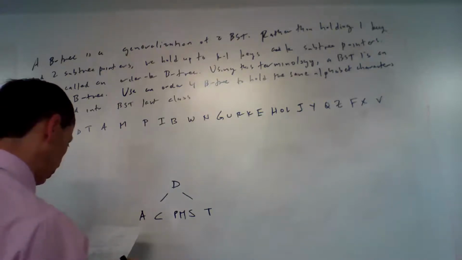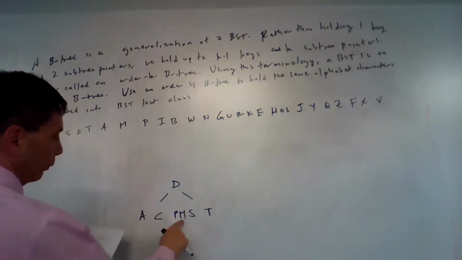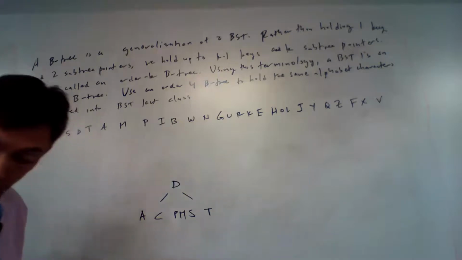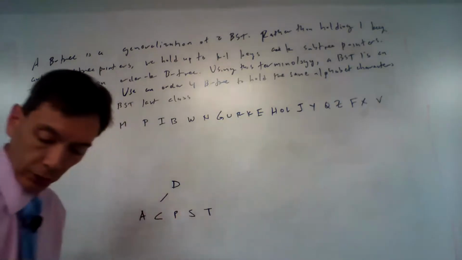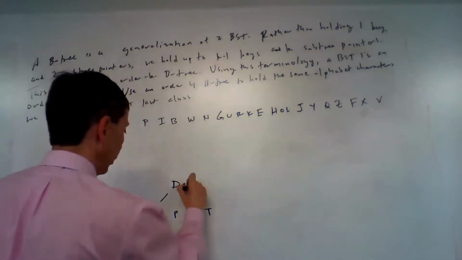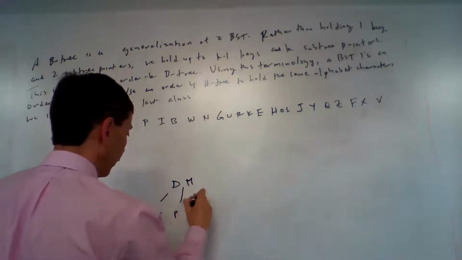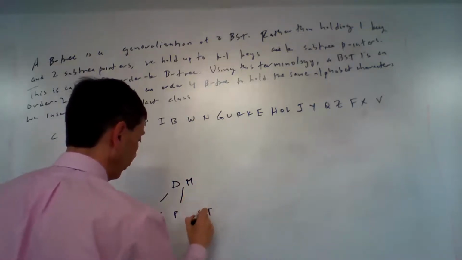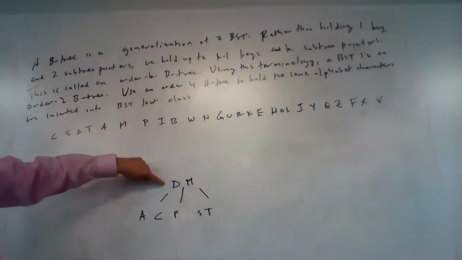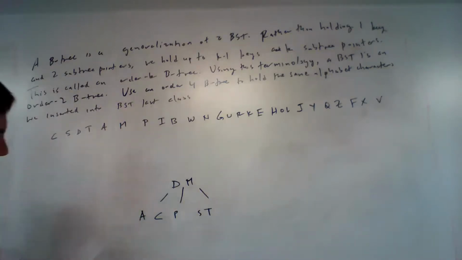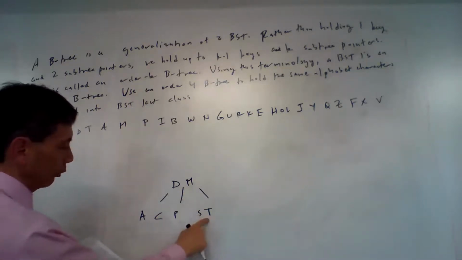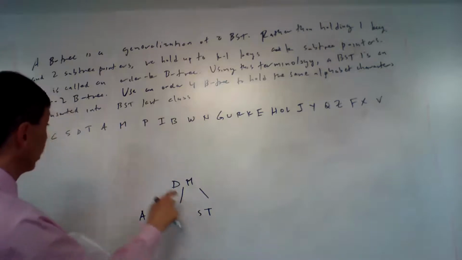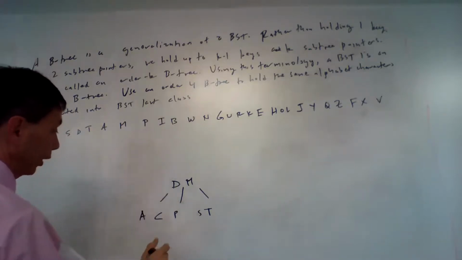So again, we would promote M up. I'm thinking this is weird, but we're going to see what happens. It doesn't matter. Okay. So now we promote M up. And so now we've got this tree. Okay. So everything smaller than D is here, A and C. Everything between D and M is here, P. Everything greater than M is over here, S and T. Okay, so where are we at? We have a P. So now we insert I.